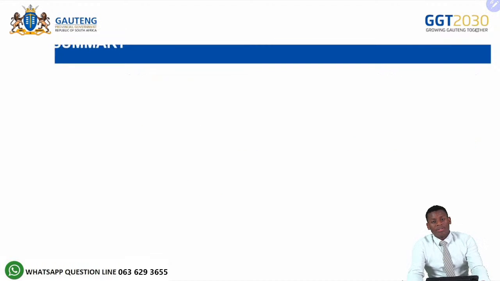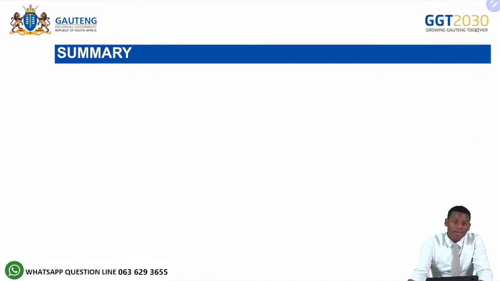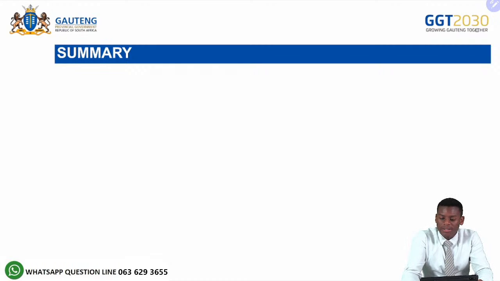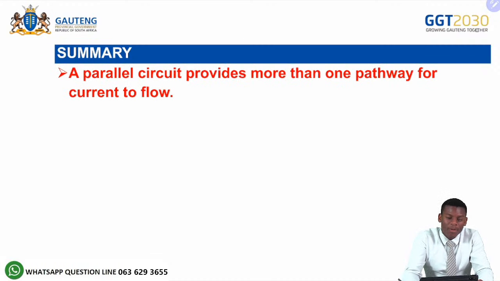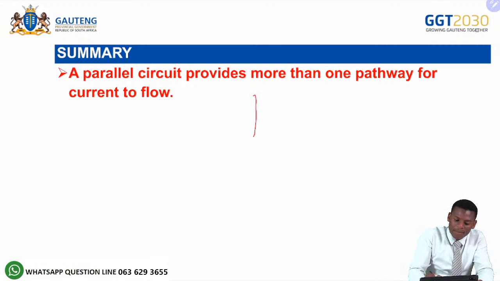So let's look at our summary. If you have questions, you have this minute or two to send us your responses or questions, and we'll gladly respond to them. We already know that parallel circuits provide more than one pathway for current to flow. I've explained it 2 or 3 times. If you want to know more about it, we will discuss it again here.